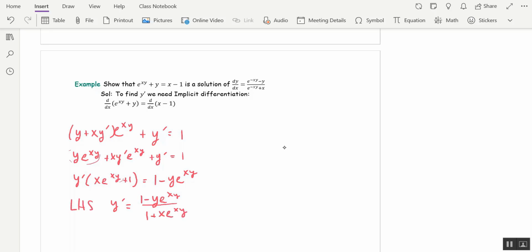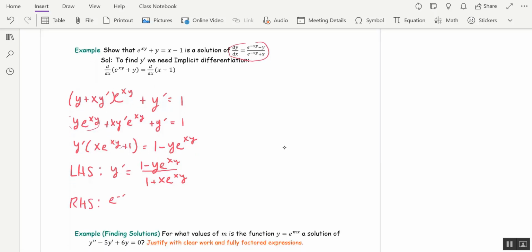That is the left-hand side of this differential equation. What's the right-hand side? It's e to the negative xy minus y over e to the negative xy plus x. Now, before you just say, oh, left-hand side is not equal to right-hand side, pause a minute. Maybe it is. What if I took the right-hand side and multiplied by 1, but I wrote 1 as e to the xy over e to the xy?